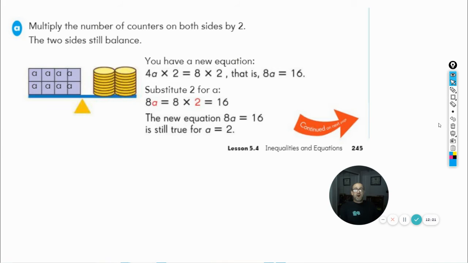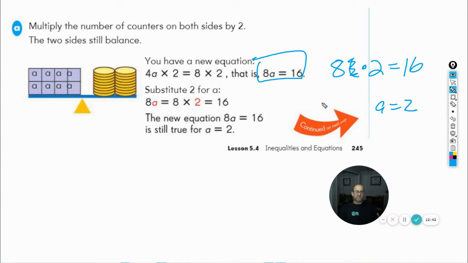If you double both sides, 4a times 2 becomes 8a, and 8 times 2 becomes 16. You've now got 8a equals 16, or 8 times 2 equals 16. A still equals 2. Over here you did times 2, over here you did times 2. Whatever you do to one side, you do to the other.